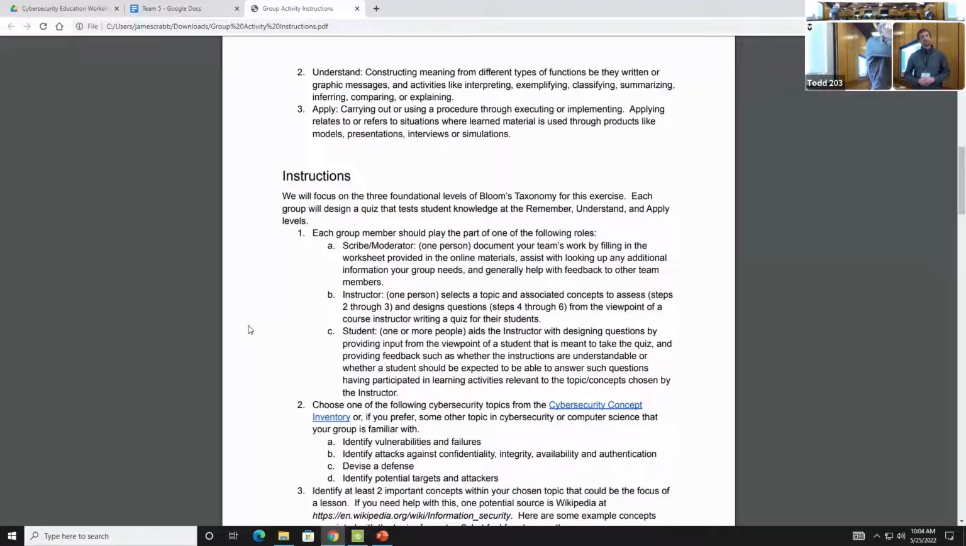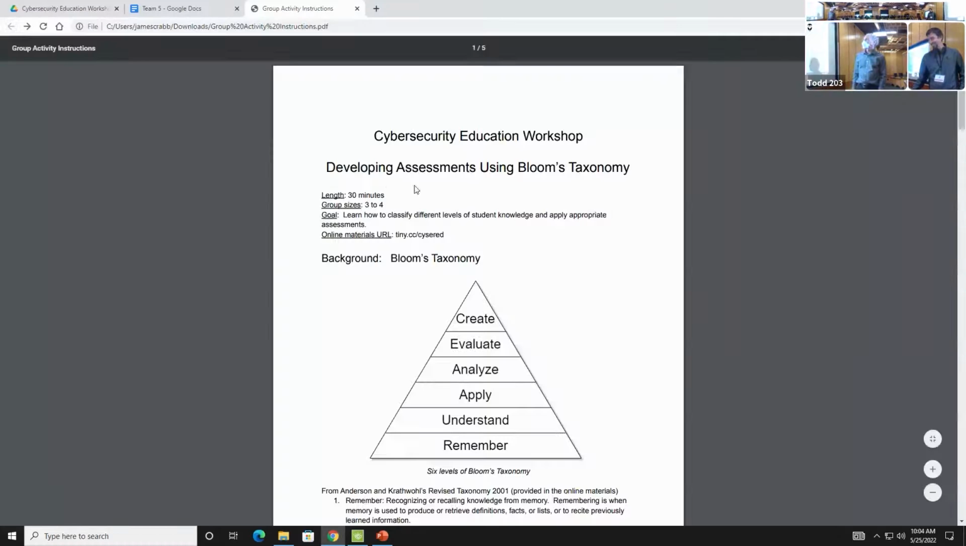So someone in your group needs to have enough knowledge of cybersecurity concepts to be able to write some questions about it. Ideally, or if you're more versed in some other area, feel free to use that. I guess this is a cybersecurity workshop, but the important thing here is learning to apply Bloom's taxonomy. And then you could choose a topic from the concept inventory or some other topic. Yeah, and I've provided a picture of it. It's in the folder as well.